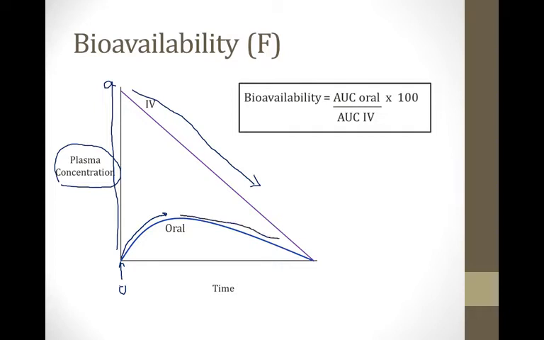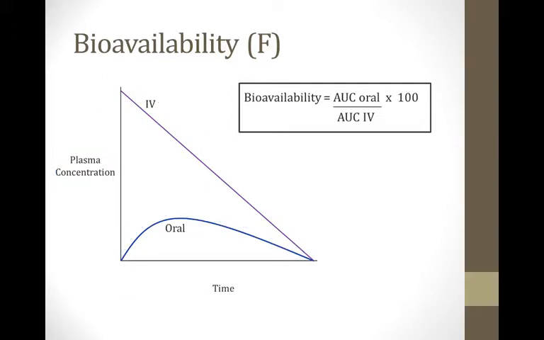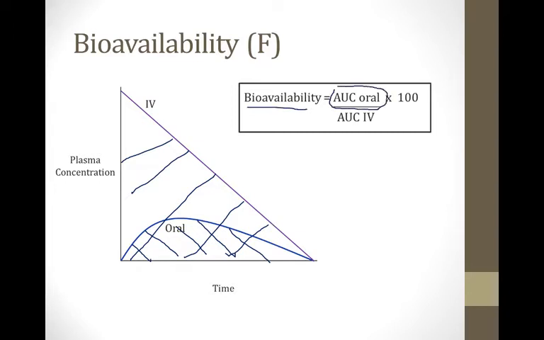Then over time, the drug concentration falls. If you take the area under the curve for the oral administration, like I'm drawing with these lines here, and you compare it to the area under the curve for the IV administration, like what I'm drawing right here, you can determine the bioavailability. So the equation is the bioavailability equals the area under the curve oral, which is generally the smaller number, divided by the area under the curve IV, which is the bigger number, times 100. And this will give you something for the bioavailability like 50% or 60% or 20%. It'll be different for different drugs.